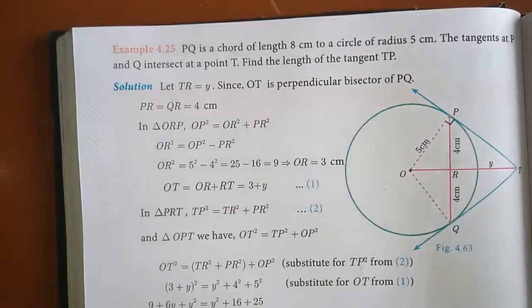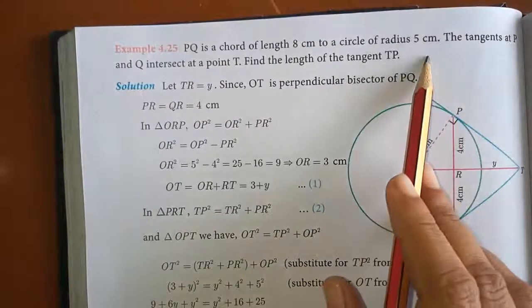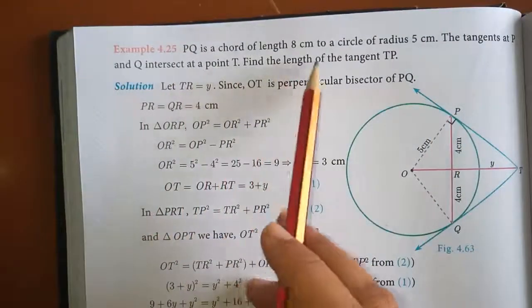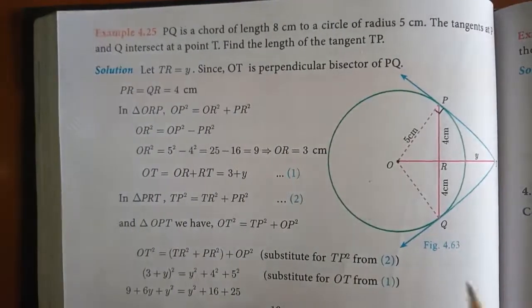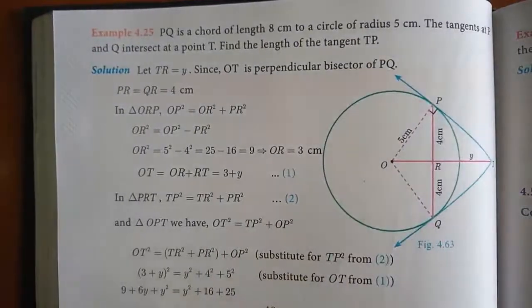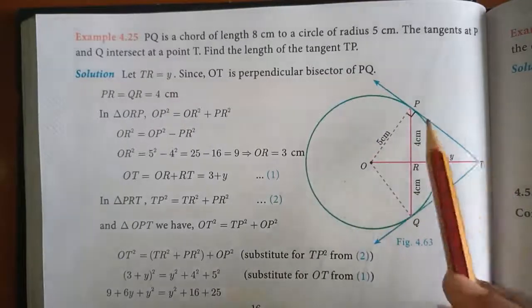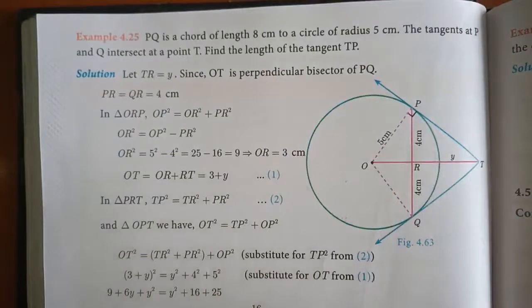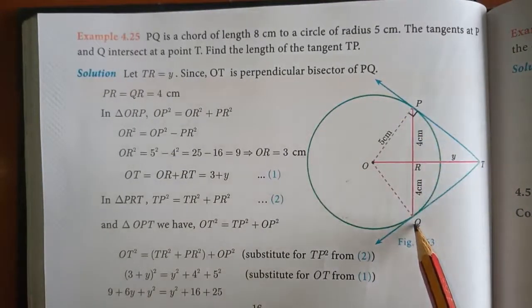Now example 4.25. PQ is a chord of length 8 cm to a circle of radius 5 cm. The tangents at P and Q intersect at the point T. Find the length of the tangent TP. Let TR is equal to y. We can see the figure. A circle of radius 5 cm, and PT and QT are the two tangents of the circle. Then from OT you have to find the measurement. Then PQ is the chord of the circle. Its measurement is 8 cm.